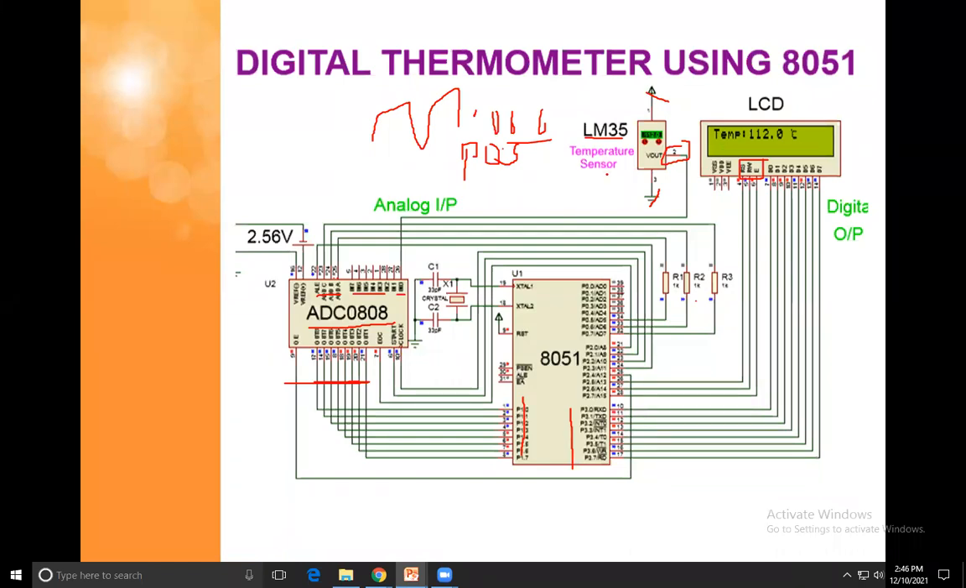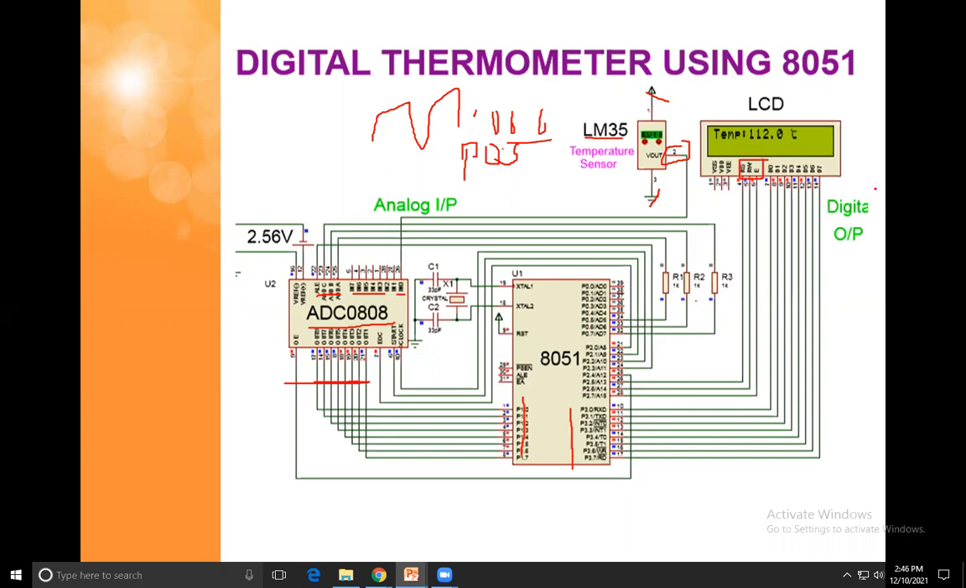The temperature will be coming from this LM35. This LM35 is connected to IN0. By these selections, the conversion from analog to digital is made. So this digital output goes to the 8051, and the 8051's digital output is connected to the LCD.